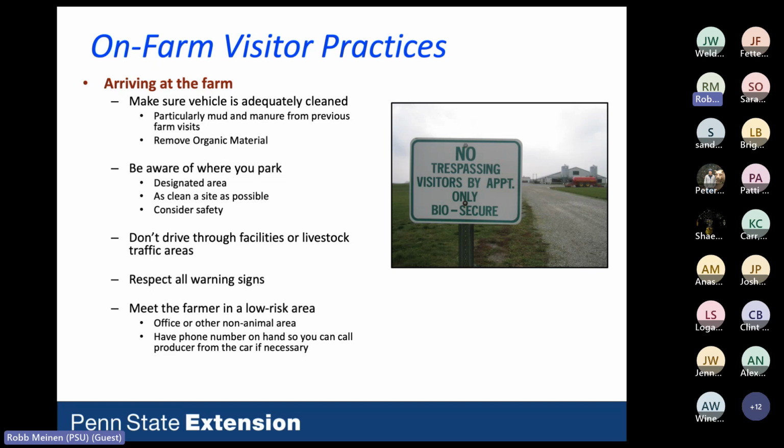You want to be aware of where you park. We've mentioned that. You want to consider safety as well as the traffic at the farm. Don't drive through facilities or livestock traffic areas, right? We want to try to avoid driving around if we can. Respect all warning signs, and then meet the farmer at a low-risk area. Again, we want to talk to the producer before we get there and ask, where do we want to meet? Also, have their phone number handy. Make sure you have that with you so that when you get to the farm, you might have to call and say, hey, I'm here, I'm ready to meet.